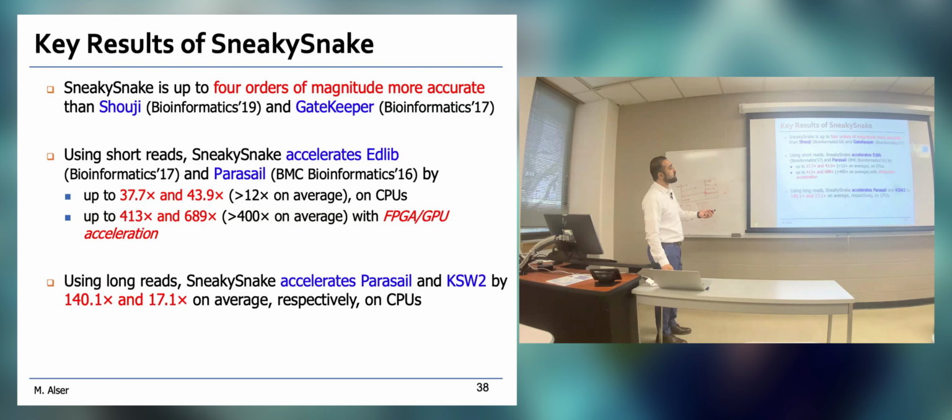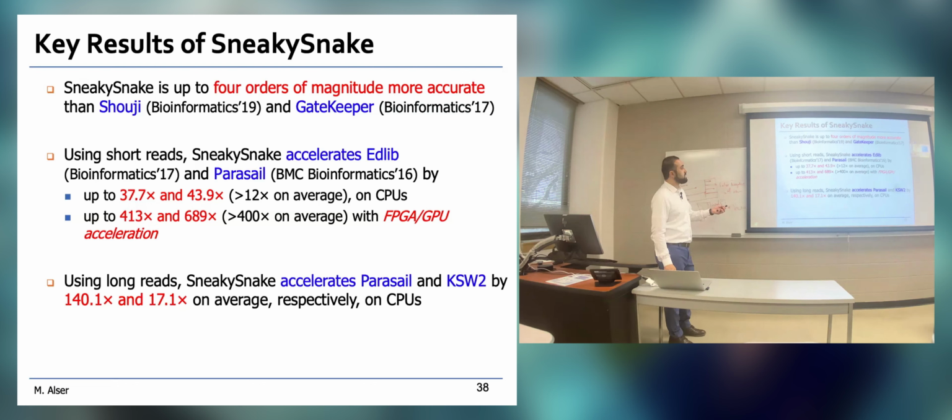So it's up to 4 orders of magnitude more accurate first. And in accuracy, all of them are false negative, right? False negative of 0. And minimal false positive. Now we are talking in terms of accuracy about false positive, okay? Now the best algorithm that has the minimal false positive is Sneaky Snake.